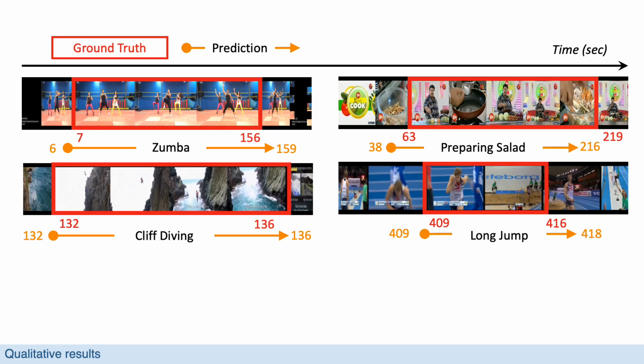Here are some qualitative results. The frames in the red boxes are the ground truth actions, and the orange arrows represent our detections. We can see that our detections align with the ground truth very well.